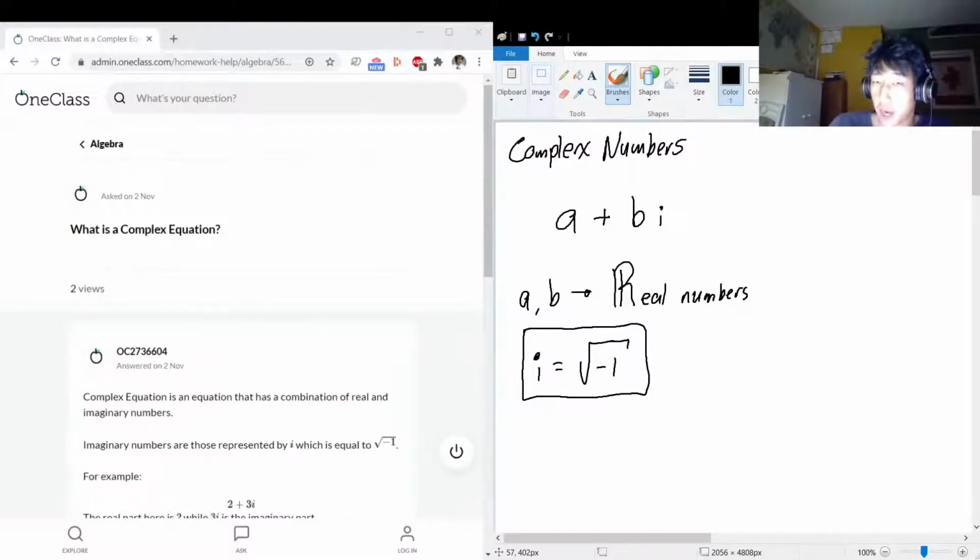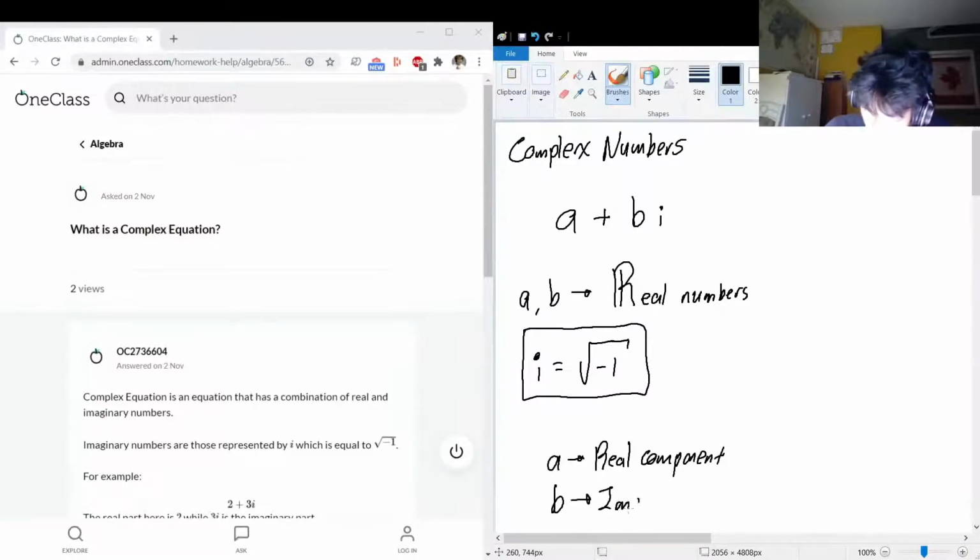When you see an I, pretty much just treat it like a variable, or just know that it's the square root of negative 1. It's an imaginary number. You can't really incorporate that into a single real number. It has a real component. So A is the real component. B is the imaginary component.